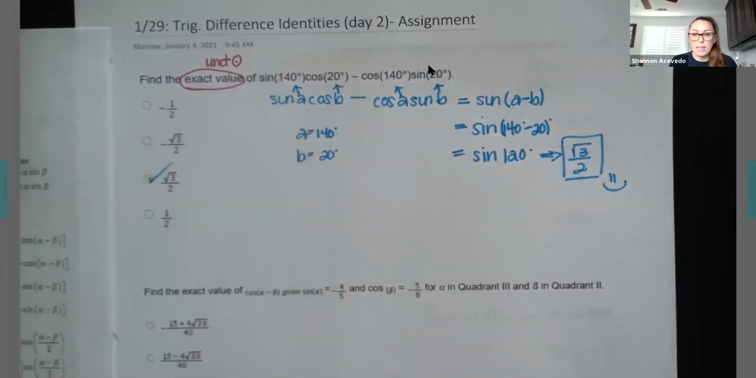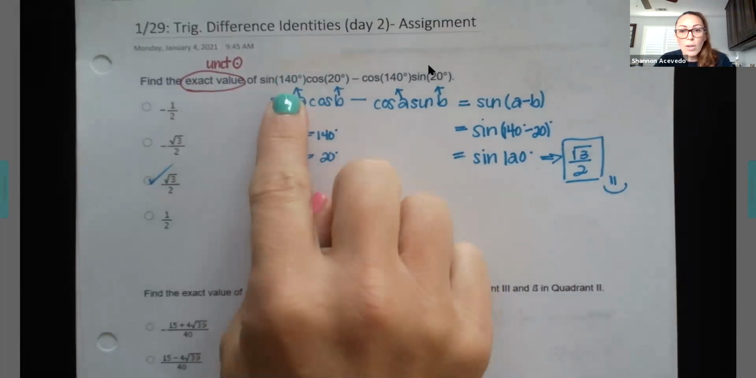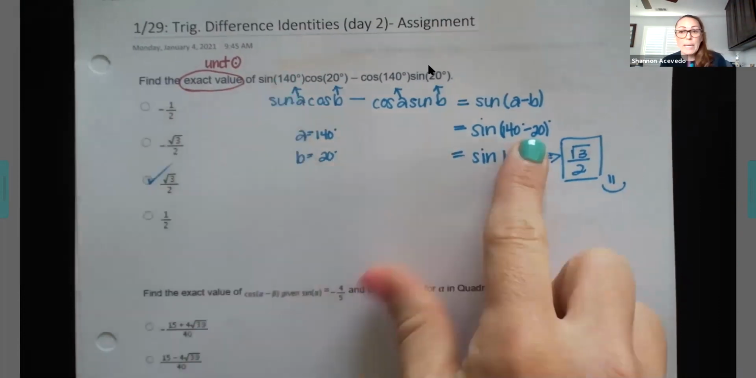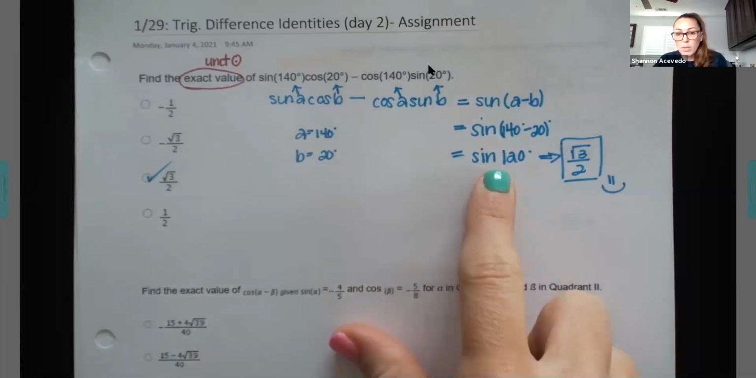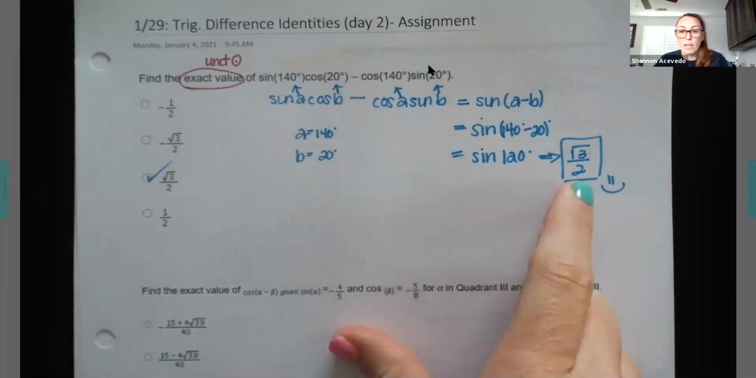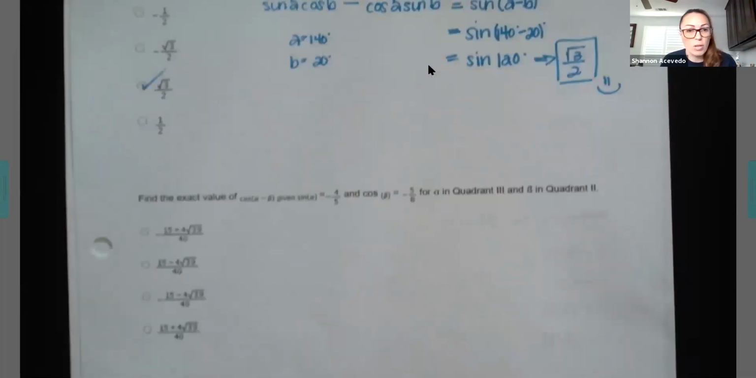Done. That's it. So if these values aren't on my unit circle, then I need to go ahead and see, well, what happens if I combine them, if I write it as a single term? And I was able to solve it. That's it. No calculator, so don't go to your calculator.